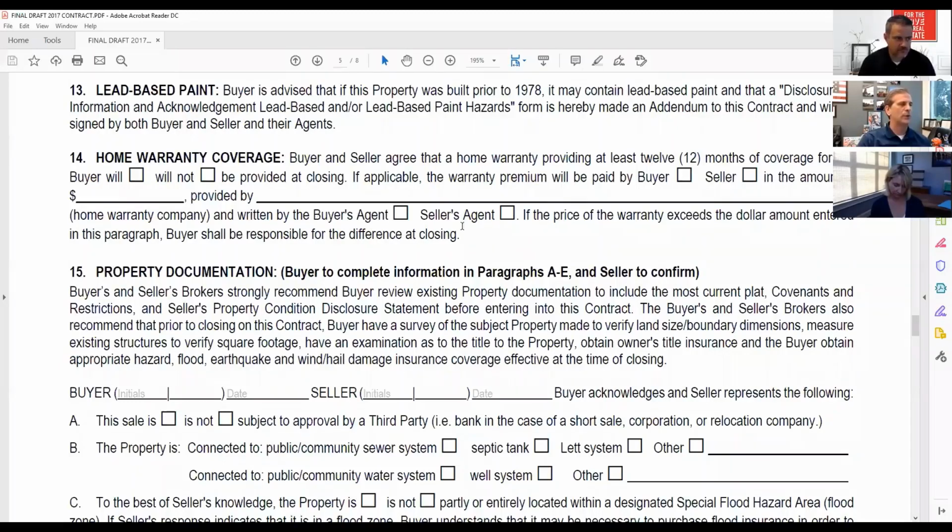Provide that information as soon as you can. Go ahead, call it in, send it to the closing attorney immediately so that it won't cause delays. If the price of the warranty is more than what's entered here, the buyer has to pay the difference. So be sure you're paying attention to these increases in prices.